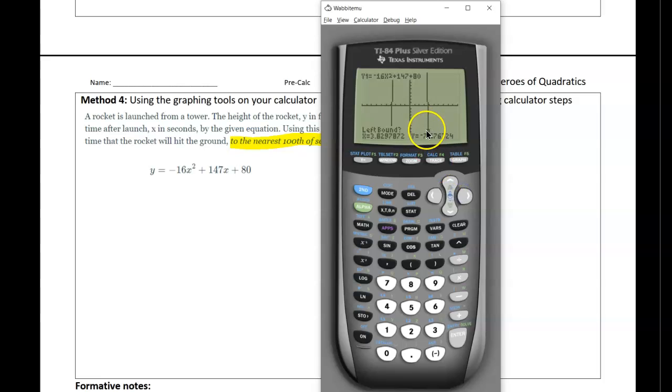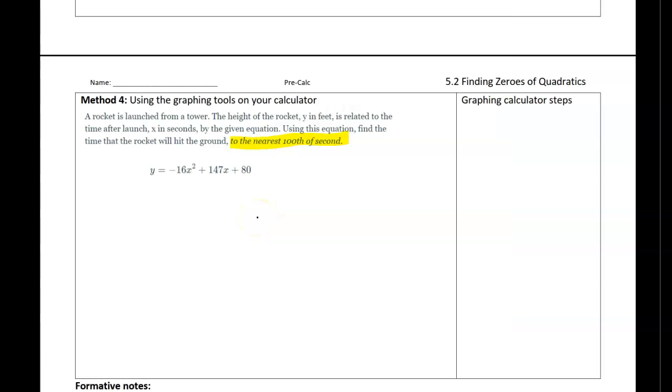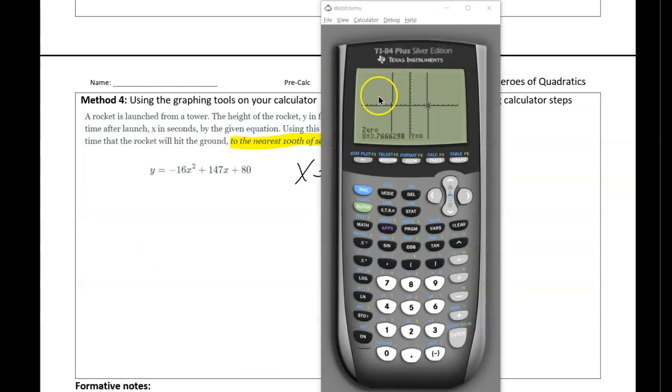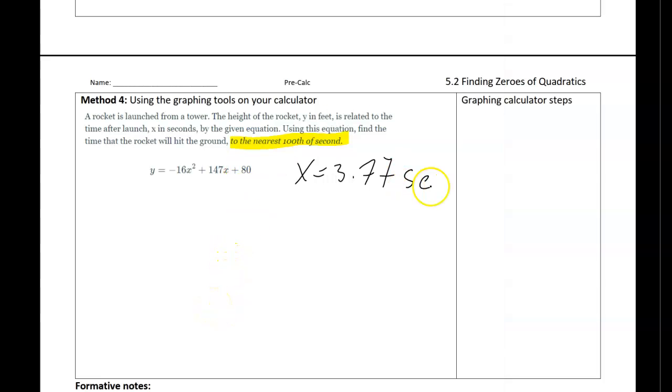So there's my cursor. It says left bound though, so I want to be to the left, right? So I'm going to move it up, and I can't see it anymore, but I know that I'm to the left of that 0 because my y is positive. So I'm going to hit enter, and notice I got a little arrow there right by the 0. And now right bound, I'm going to click down here to where my y is negative, hit enter again. It's going to ask for a guess, and then it's going to spit out a value, right? So 3.77, I'm going to say, to the nearest hundredth. And there was another solution here, but it is clearly negative, so I don't want that if we want x seconds, right? So just the positive I want.